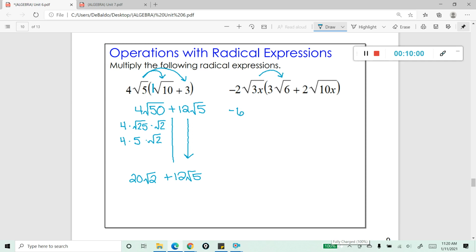Now let's look at my radicals. I have root 3x times 6. That's going to leave me with radical 18x. And that's the first piece.